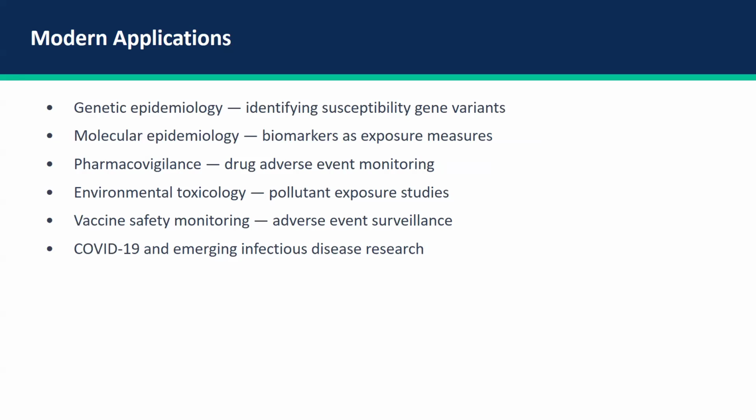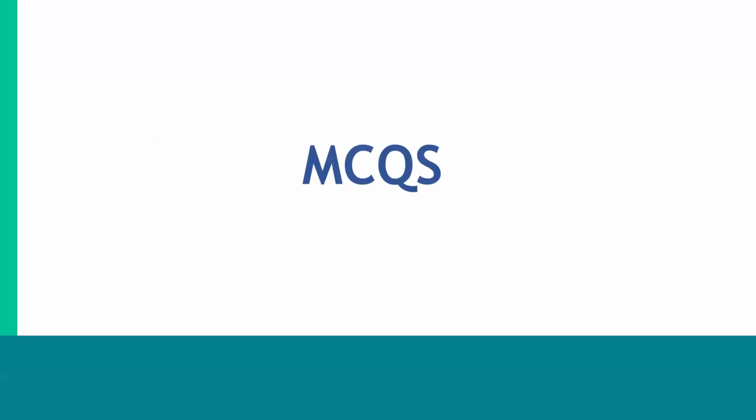This can be used in genetic epidemiology, identifying the susceptible gene variants, molecular epidemiology, where the biomarkers are used as exposure measures, pharmacovigilance. Pharmacovigilance means the drug adverse events are monitored, environmental toxicology, vaccine safety monitoring, COVID-19 or other emerging infectious diseases. Research can be done on this basis. So this was all about the case control studies.